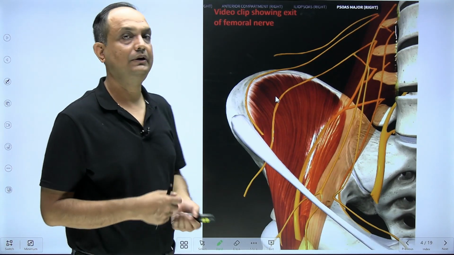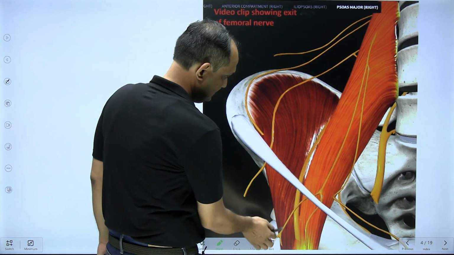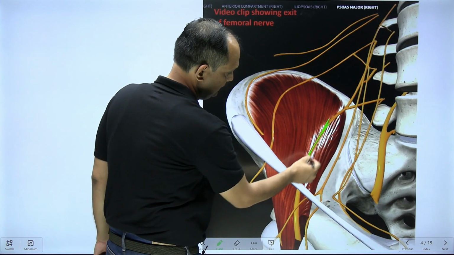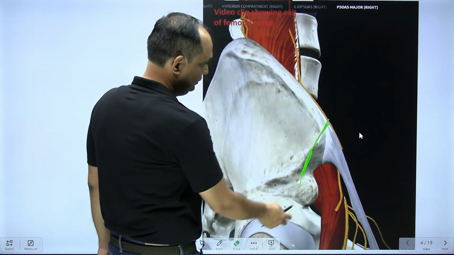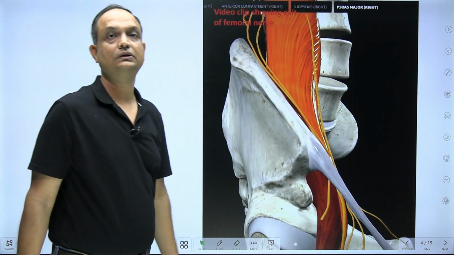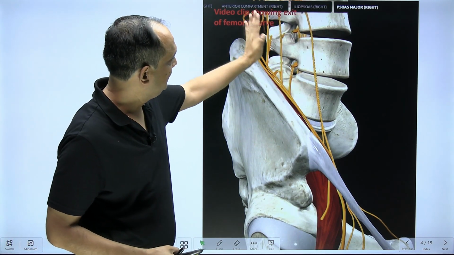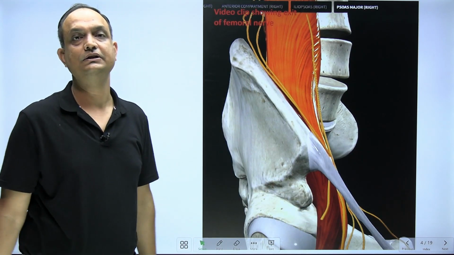Now, as today we are talking about the femoral nerve, here you can see that this is your femoral nerve. Now, this femoral nerve, you can appreciate that it is coming out from the lower part of your psoas major along the lateral border. So along the lateral border, we can see that this nerve is coming out and this nerve is the femoral nerve.